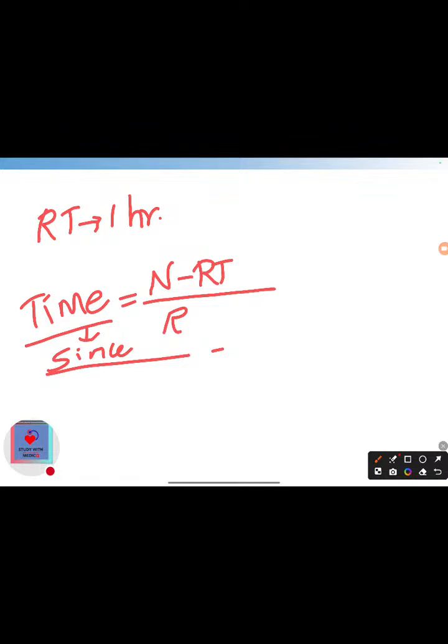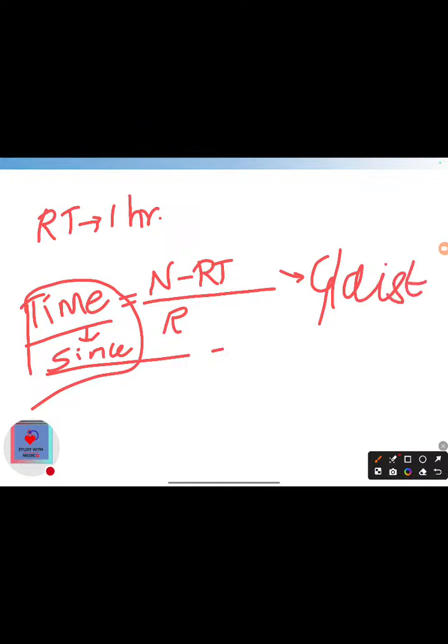We are finding the time since death based on the temperature. What is this formula called? This formula is called the Glaister equation.